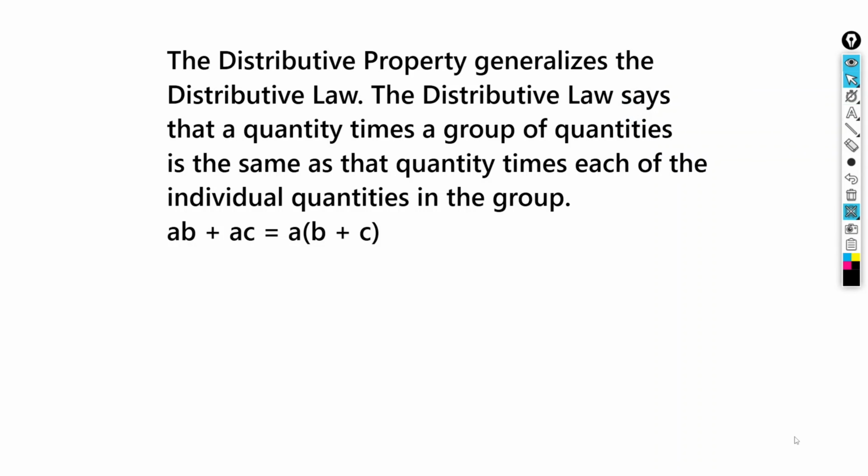In this video, we're going to talk about the distributive property. So the distributive property generalizes the distributive law. And the distributive law says that a quantity times a group of quantities is the same as that quantity times each of the individual quantities in the group. So an example of this would be, AB plus AC is the same as A times B plus C, or we could write it the other way around. A times B plus C is the same as AB plus AC. So to see this in action, let's look at a few examples.